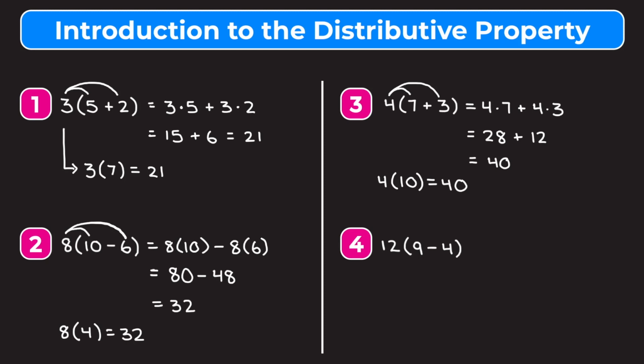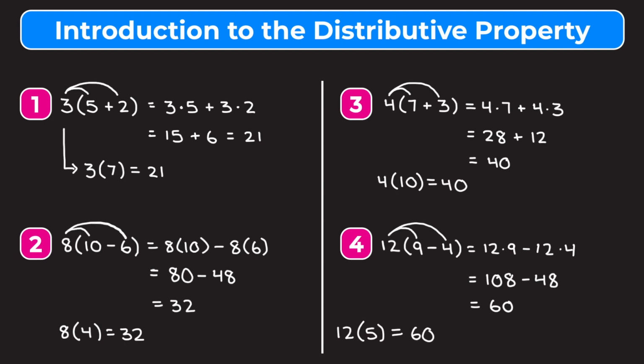And finally, looking at example 4, we're going to distribute this 12 in. So we're going to do 12 times 9, and we're subtracting in the parentheses, so we're going to subtract 12 times 4. 12 times 9 is 108. And 12 times 4 is 48. And 108 minus 48 gives us 60. And we'll just confirm this is correct by using PEMDAS. So 9 minus 4 is 5. So we're really doing 12 times 5, which is 60. So we know we're correct.